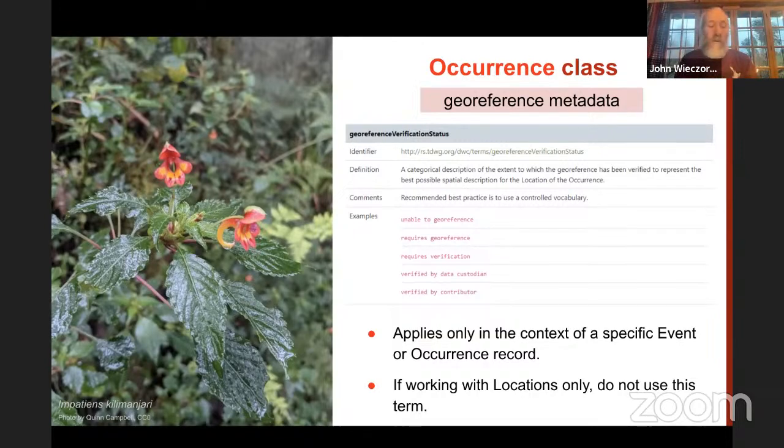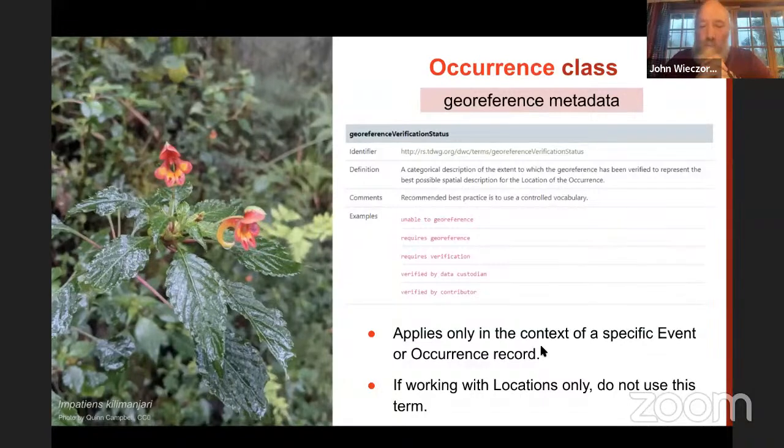Now, it could be even better if you're able to talk to the collector, have the collector look at the georeference for their specimen on a map and tell you that it can't be any better than that. It's as specific as it could possibly be, and it's in the right place. That's the ideal. It means that if you look at the list of examples, it's in the category of the very last one, verified by the contributor.